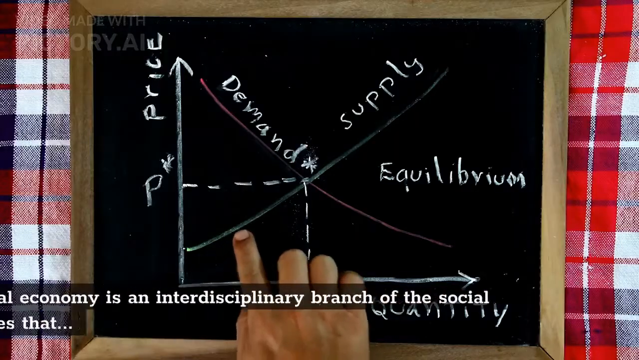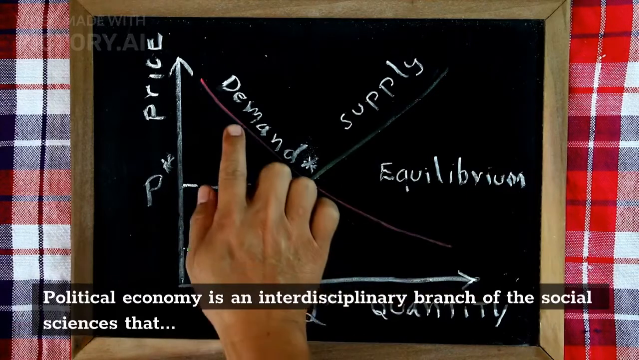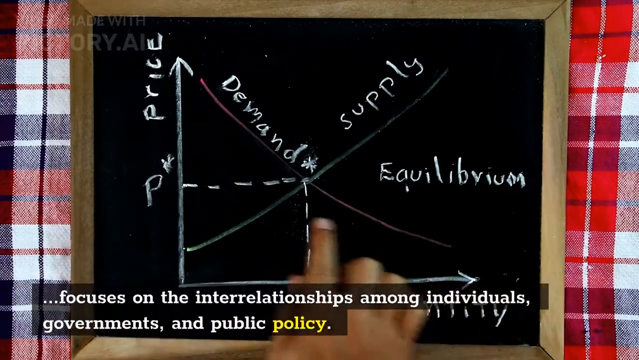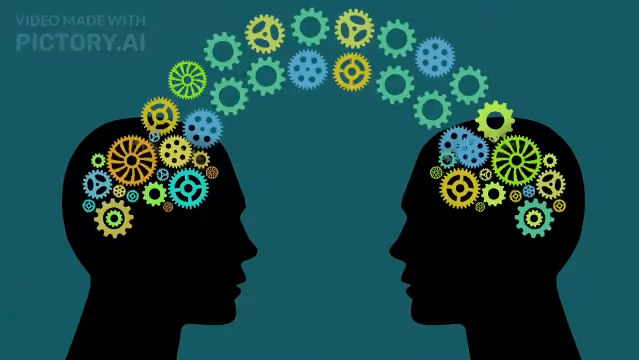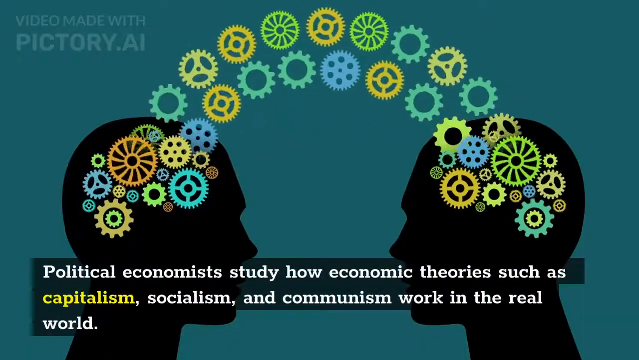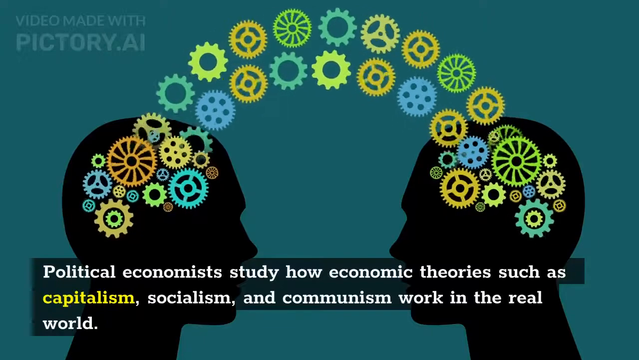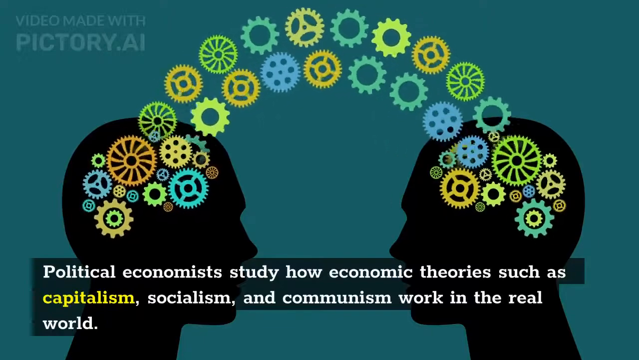What is a political economy? Political economy is an interdisciplinary branch of the social sciences that focuses on the interrelationships among individuals, governments, and public policy. Political economists study how economic theories such as capitalism, socialism, and communism work in the real world.